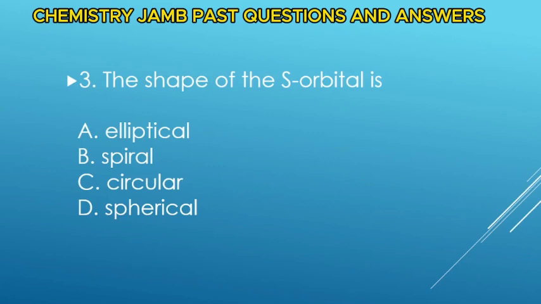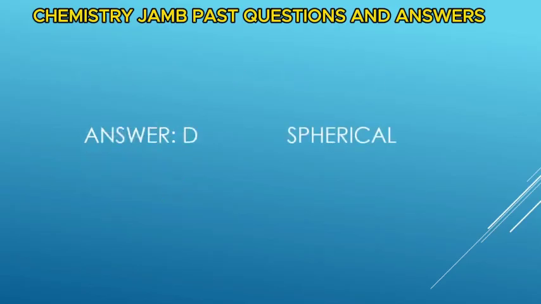Question number 3. The shape of the s orbital is A. Elliptical, B. Spiral, C. Circular, D. Spherical. The answer is spherical, which is D.